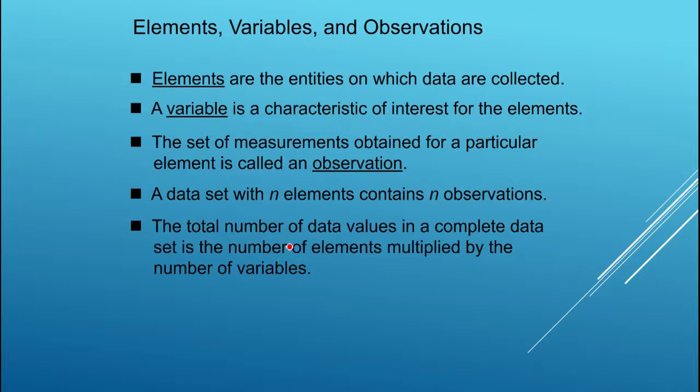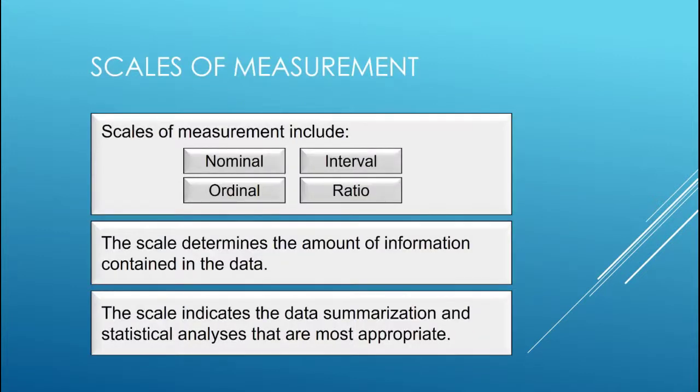And then the total number of data values in a complete data set will be equal to the number of elements multiplied by the number of variables. In other words, the number of cells in the table is equal to the row dimension times the column dimension. That, too, I think is fairly obvious. We're going to talk also about scales of measure. There are different types of variables.